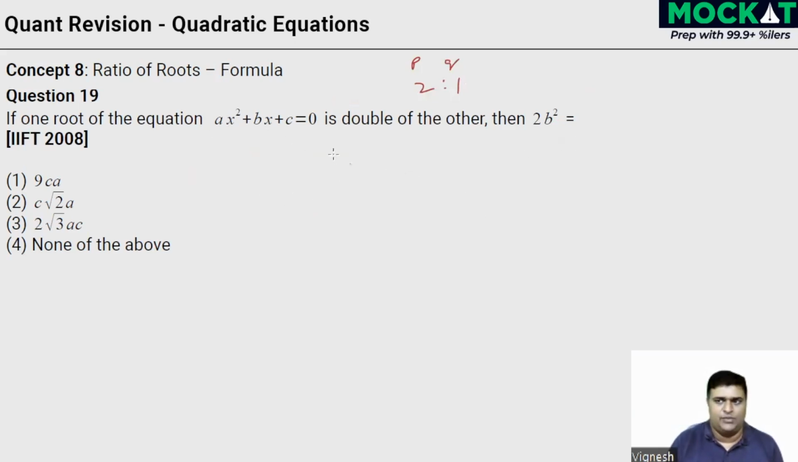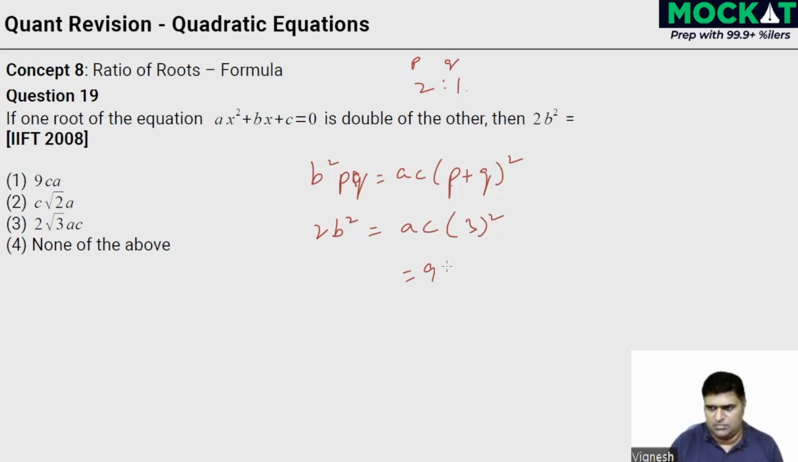Then 2b square equals what? b square PQ equals AC into P plus Q the whole square. So b square into 2 into 1, which is 2b square, equals AC into P plus Q, 2 plus 1, which is 3 square, which comes to 9AC, right? 9AC. That's the value of 2b square. 2b square over here equals 9AC.